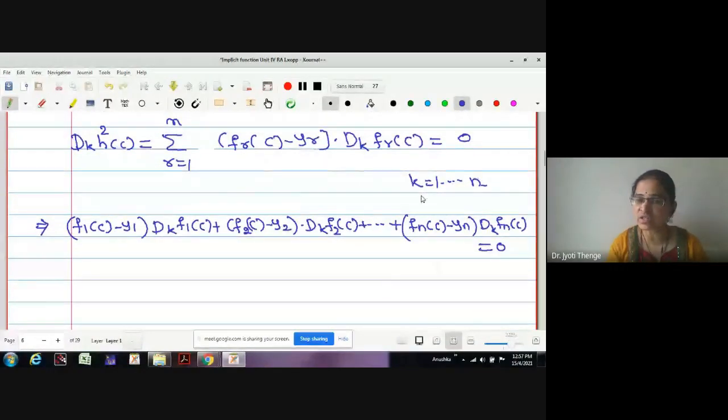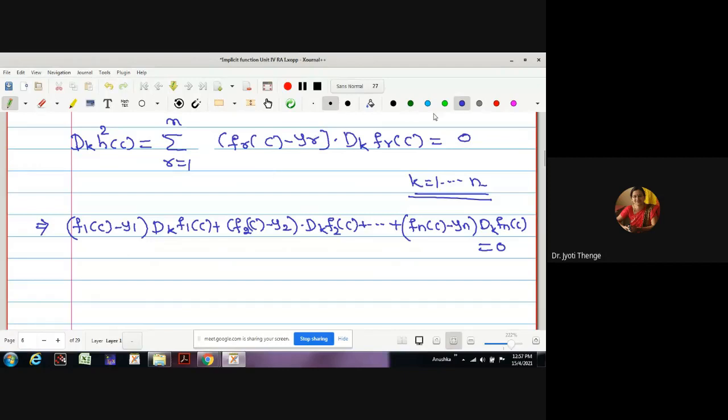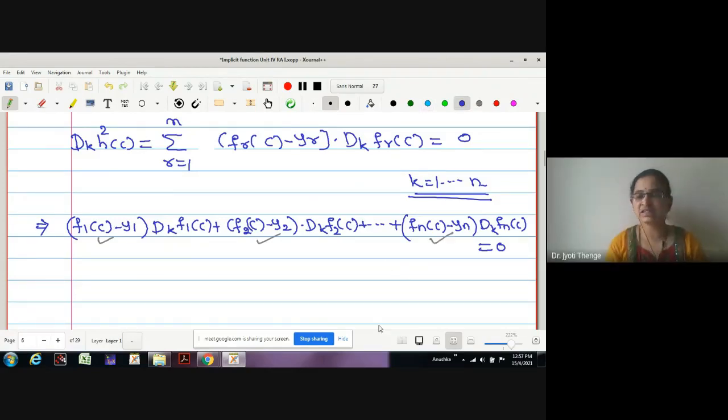And how many such equations do we have? N equations in n variables. So which are the variables here? These are the variables: f1(c), f2(c) up to fn(c). Therefore, may I write this is a system of simultaneous, rather it's a homogeneous linear equation system in n variables. But this is a system of linear homogeneous equations.